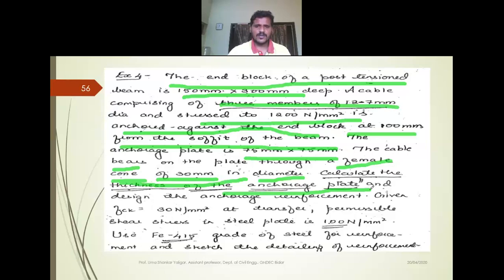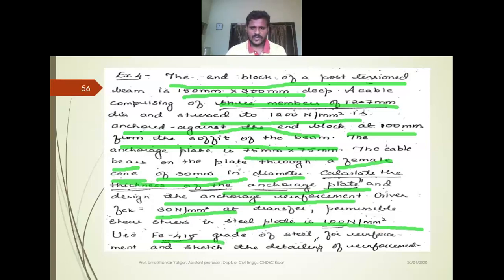He has given the length and depth of the plate, but we need to calculate what is the thickness of the plate, and also you need to design the end anchorage reinforcement. He has given fck as 30 Newton per mm square, and permissible shear stress in steel plate is 100 Newton per mm square, and use Fe 415 grade of steel for reinforcement and sketch the detailing of the reinforcement. This is the problem he has given.